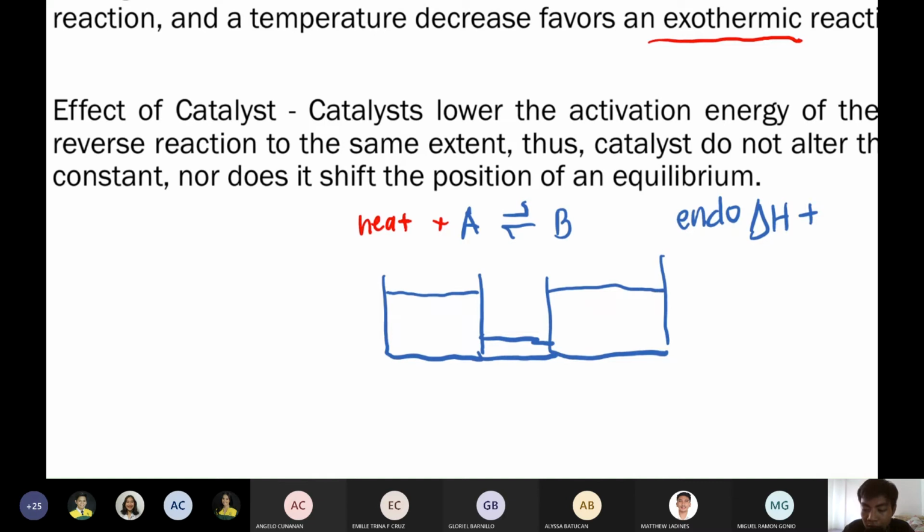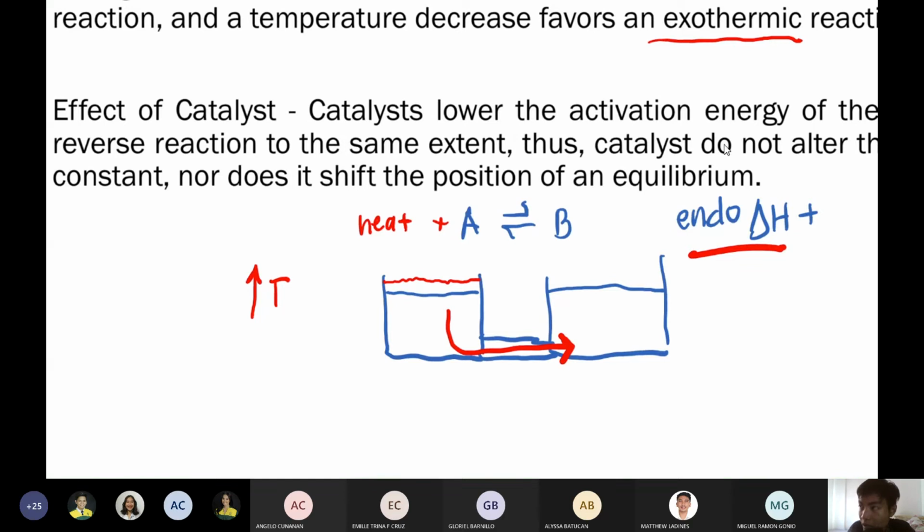Wait, okay. So imagine your heat as a reactant in an endothermic reaction. What will happen if you increase the temperature? The heat will increase, right? The heat energy will increase. So imagine the amount of your reactant increases. So in order to achieve equilibrium, if you increase the heat, and that's an endothermic reaction, it will push the system to the right. Okay? So again, in an endothermic reaction, if you increase the temperature, the system will be pushed to the right.